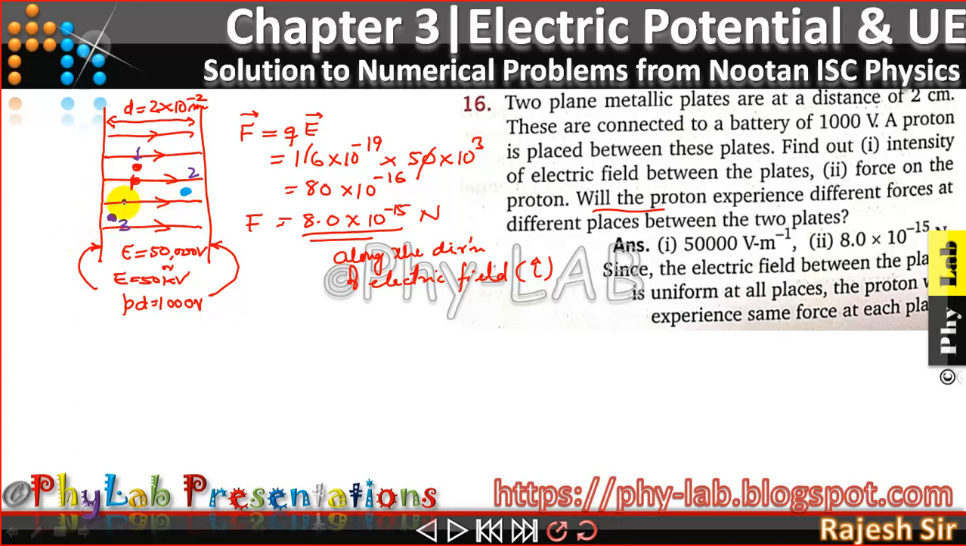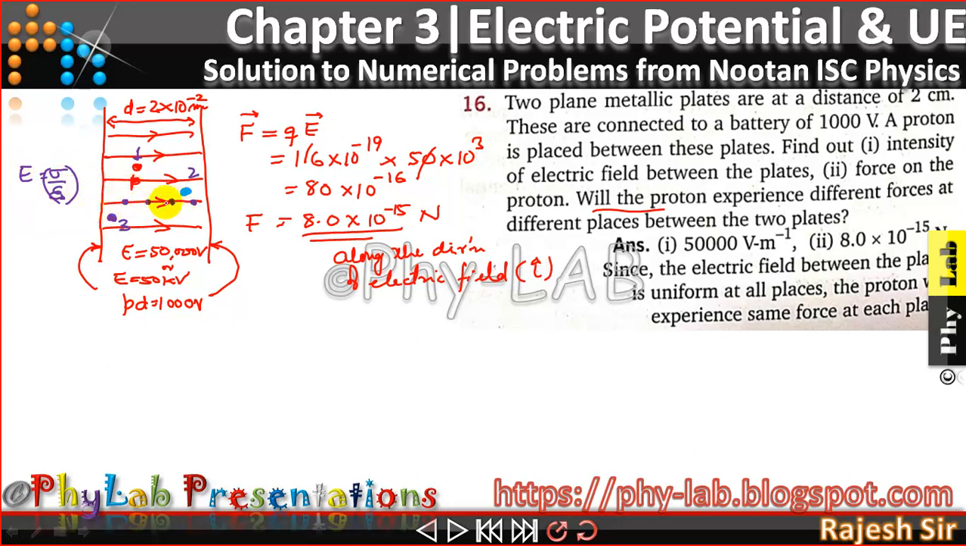Whatever the electric field is over here, it's going to be the same over here, and over here. Everywhere the electric field is going to remain the same. The electric field remains uniform inside the two plates. If you remember, in our discussion of Gauss theorem, we found the electric field in between the plates to be sigma upon epsilon naught. So the electric field is independent of the distance.